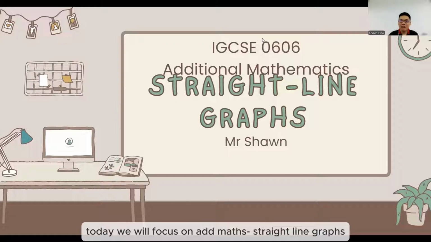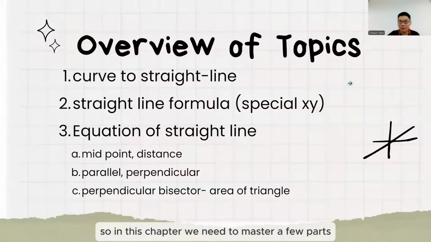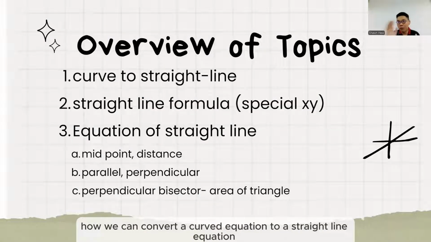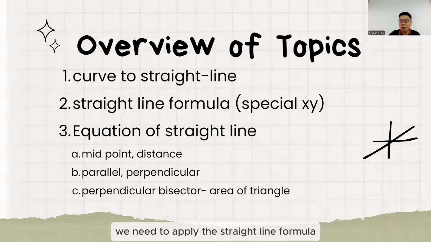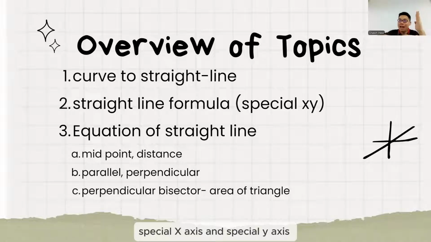Today, we will focus on Emmett's straight line graph. In this chapter, we need to master a few parts. First, curve to straight line: how we can convert a curved equation to a straight line equation. Part 2, we need to apply the straight line formula, especially when we have special x-axis and special y-axis.